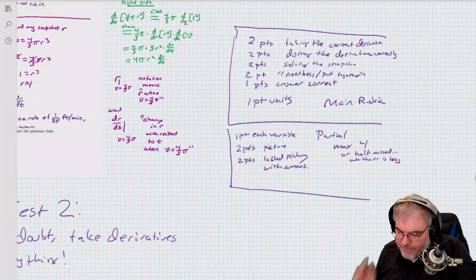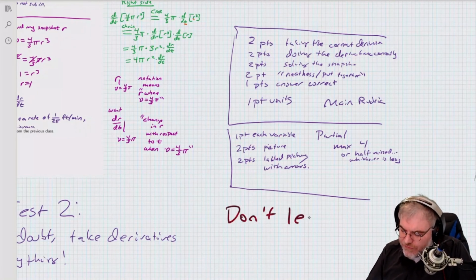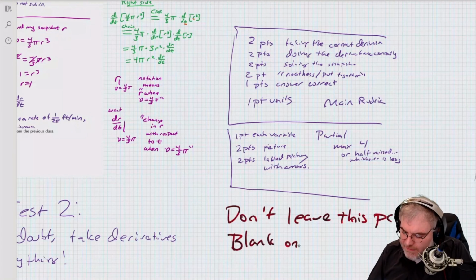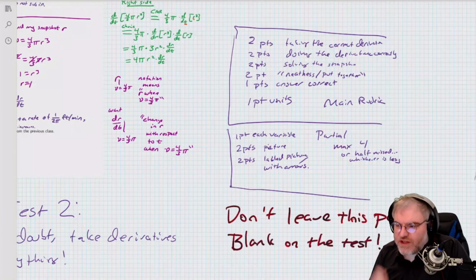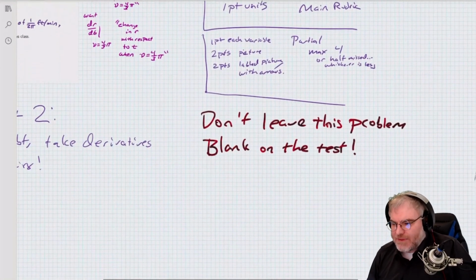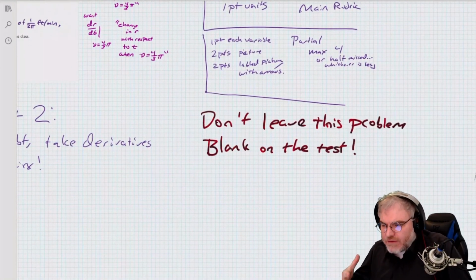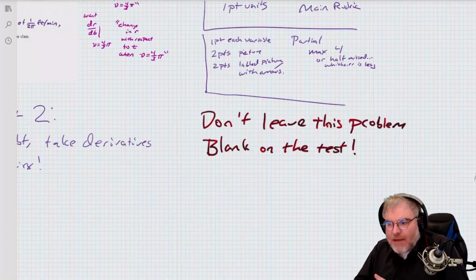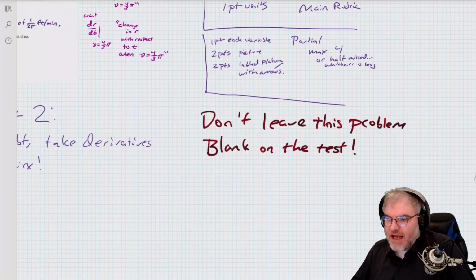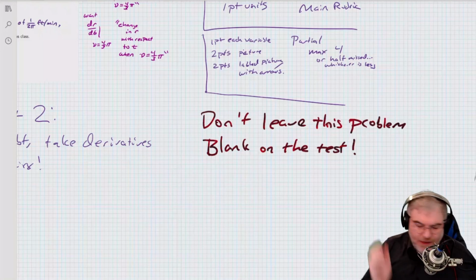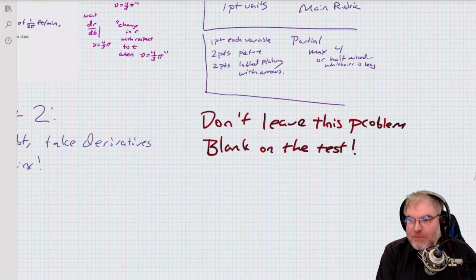Okay? The big point, don't let these problems have a lot of bark. Don't leave this problem blank on the test. If there's nothing else you take from this, don't leave this problem blank. Okay? Even if you botch the problem, you can get more than half the points. I want to emphasize this: how do we feel about, don't leave the problem blank, basically.